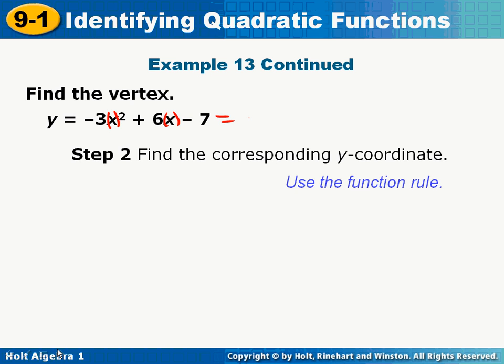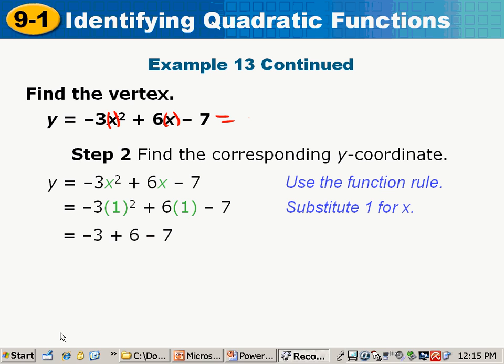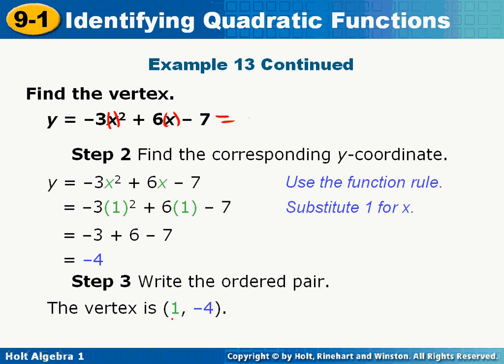So let's substitute in using our function rule. And we're going to put 1 in for x. So here's me plugging in 1. So it's 1 squared, which is 1, times negative 3 is negative 3. 6 times 1 is 6, and then minus 7. Okay, so that final answer is going to give me negative 4. So my vertex is going to be the point written as an ordered pair 1 with negative 4.